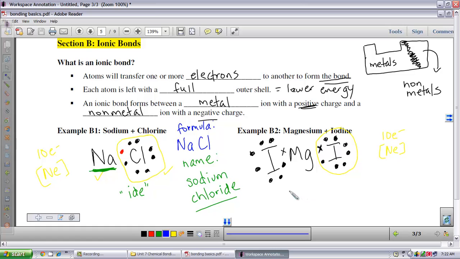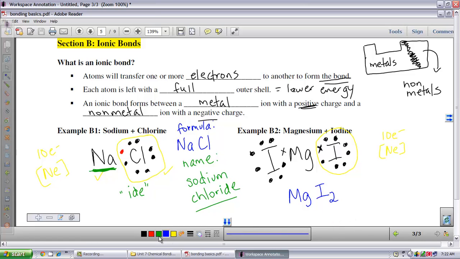So let's look at the formula. We're putting our cation first, our anion second. We only needed 1 magnesium. We keep an imaginary 1 here, but we needed 2 iodines, so we'll put a subscript of 2 to indicate that we needed 2 iodines with 1 magnesium in order to make the ionic bond complete.